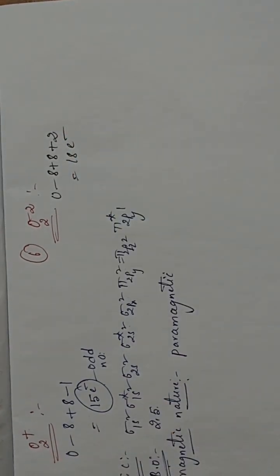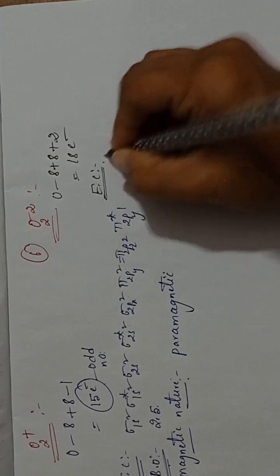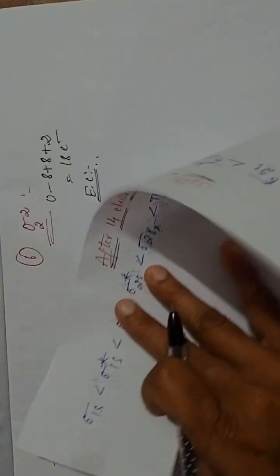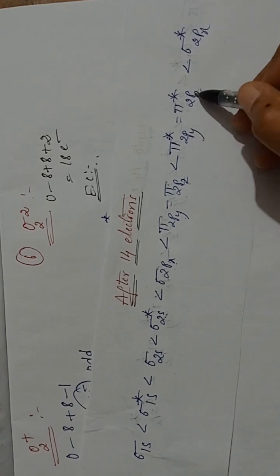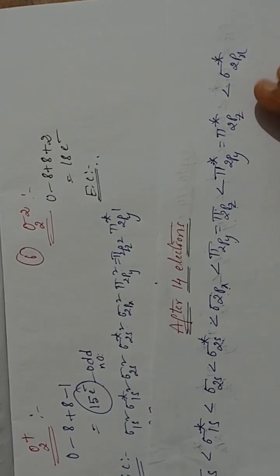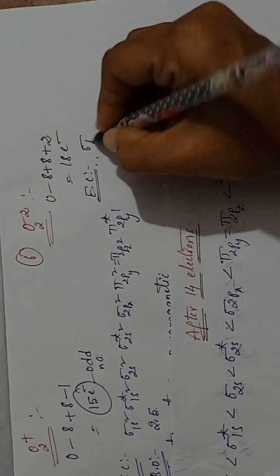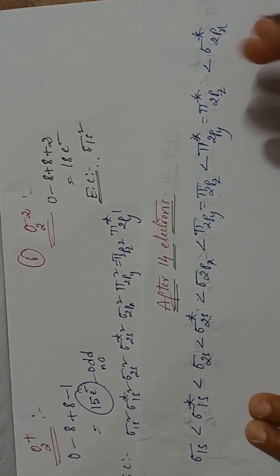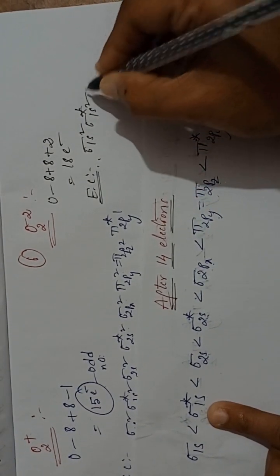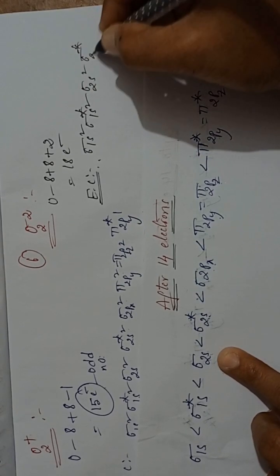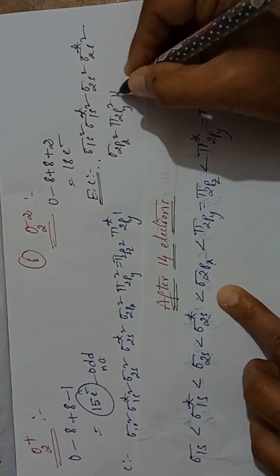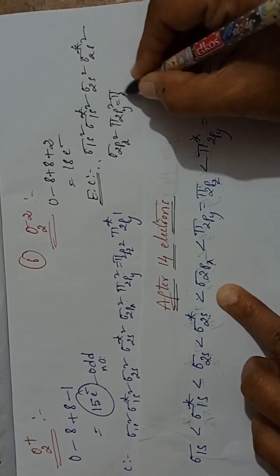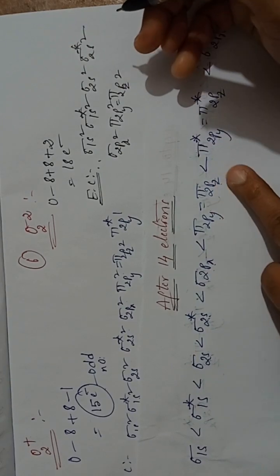Now coming to the electronic configuration, 18 electrons. How to write? 18 is after 14 electrons only. So how to write? 2, 4, 6, 8, 10, 12, 14, 16, 18. Clear? So till here you have to write the electronic configuration. So here see I am writing sigma 1s2. Next, sigma star 1s2, sigma 2s2, sigma star 2s2. Next, sigma 2px2. Next, pi 2py2, pi 2pz2.